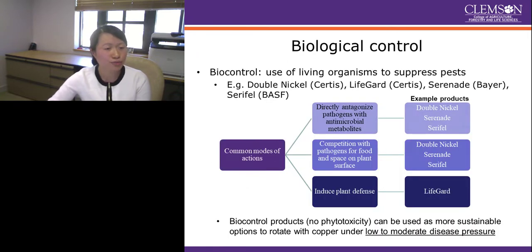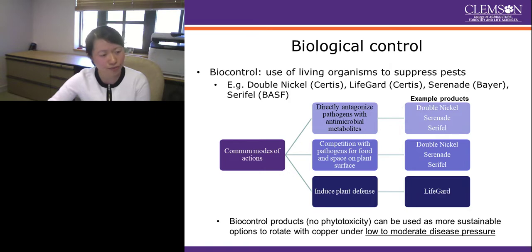So now let's switch gears and talk about the biological control options for peach bacterial spot. So biological control, or biocontrol, the traditional definition is to use a living organism to suppress pests. The commercial products that have been labeled for peach bacterial spot include Double Nickel, Lifeguard, Serenade, and Serafel.